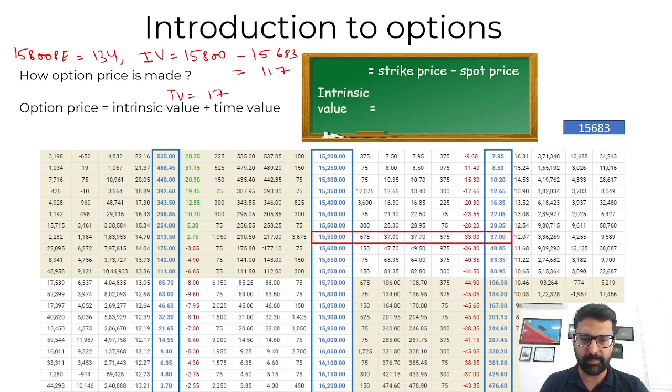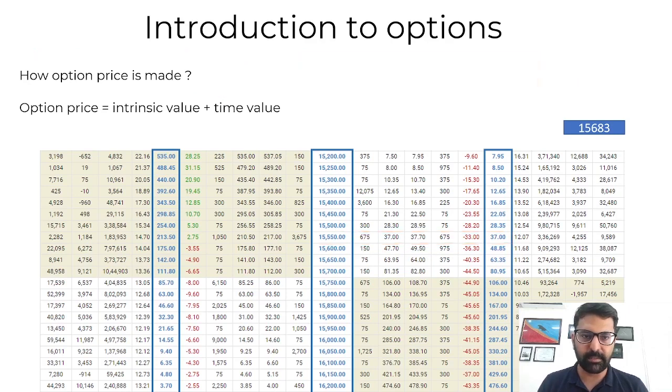So if I have to calculate for the 15,550 put, strike price minus spot, it will be negative. So the intrinsic value in this case for the 15,550 put is equal to 0. So whatever is there is the time value. So the total option premium is equal to the time value only, right? Pretty simple to understand, right?